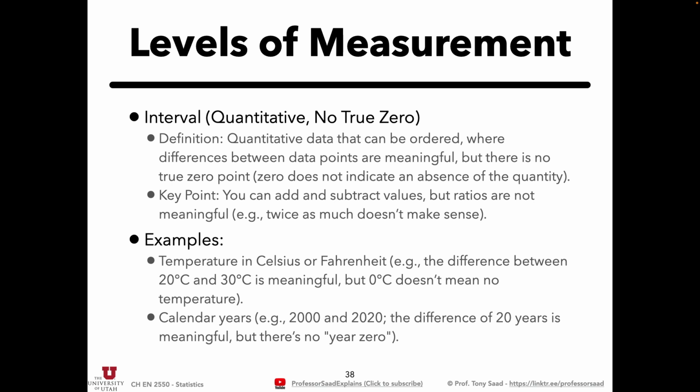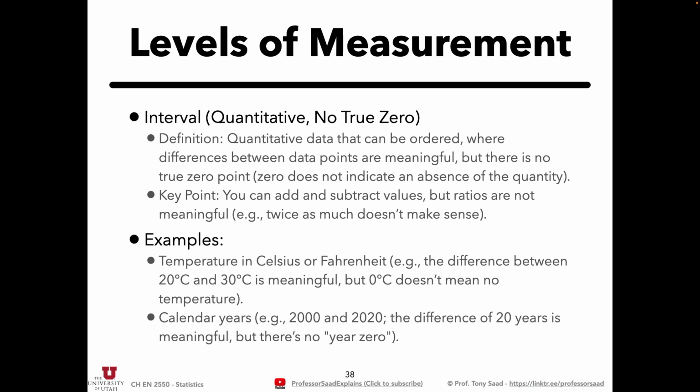Okay, but at 0 degrees, the system still has energy in it, still has thermal energy. You can go negative, you can go positive. But that 0 is not a true 0. Calendar years, for example. The year 0 doesn't designate that no years existed. It's just an arbitrary point where we started counting years. Time, if we want to measure true time, where time started, we have to go 13.531 billion years. But in our calendar system, there's no year 0 in the sense that 0 doesn't mean no years at all.